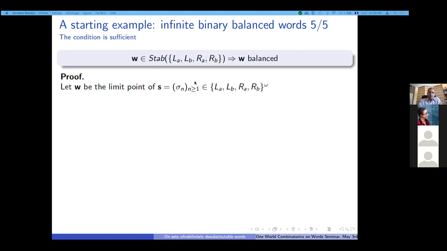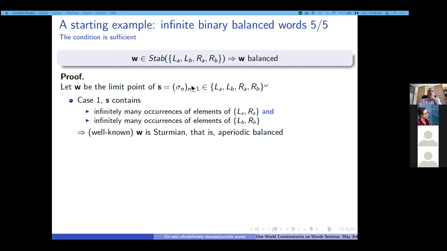So I start by fixing the sequence of substitutions and saying that W is a limit point of this sequence. The first case is the case where in the sequence of substitutions, there are infinitely many occurrences of elements of L_A or infinitely many occurrences of R_A, and simultaneously infinitely many occurrences of elements of L_B or R_B. And in this case, we are in the well-known case of Sturmian words. That is, we are in the case of an aperiodic balanced word, so we have done the job, W is balanced.